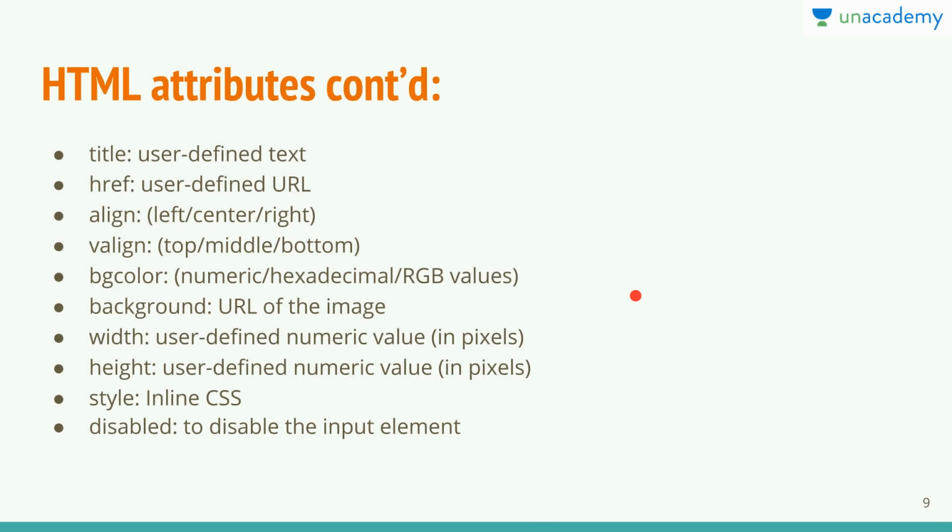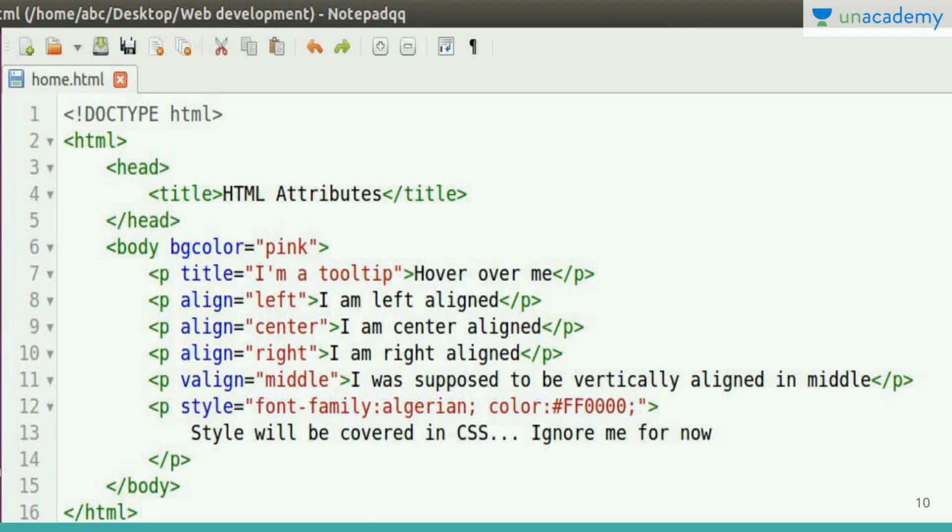Now let's see some implementations. Here we can see I have used the bg-color attribute with the body tag. Then I have a title in the paragraph tag, and whenever you hover over it, it will show this title in a little box. Then we have used the align attribute with our paragraph: left aligned, center aligned, right aligned. And then we have used v-align with the paragraph tag. Now if you remember, I mentioned that v-align is only used for tables, so it will not produce any special result.